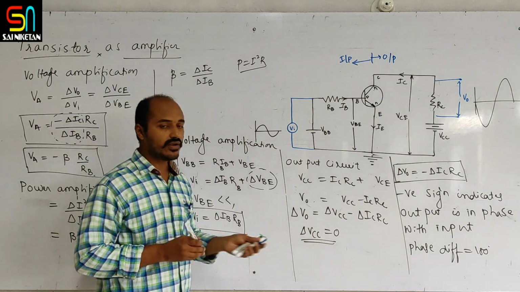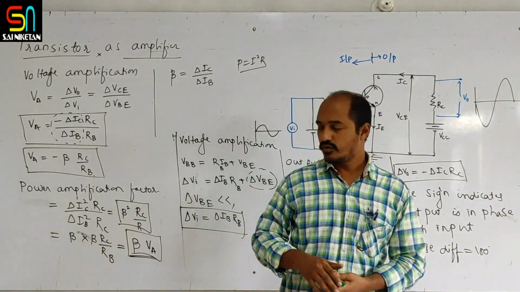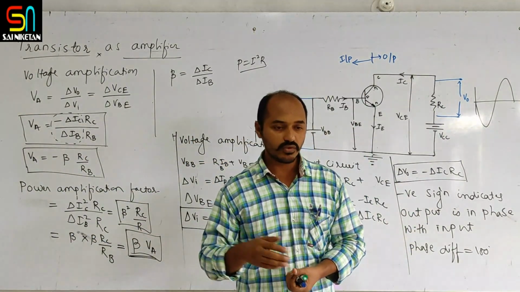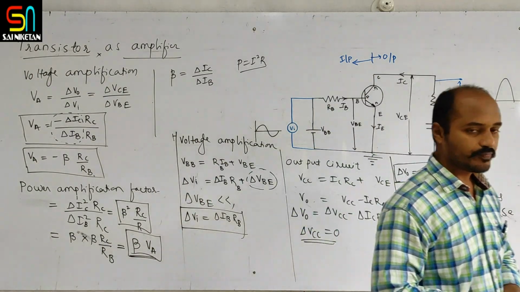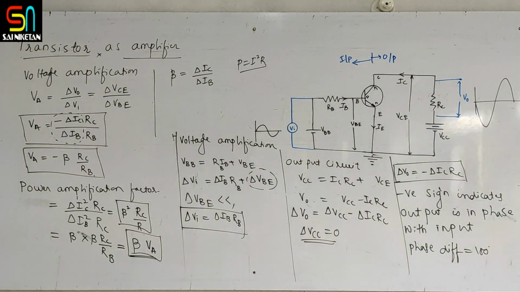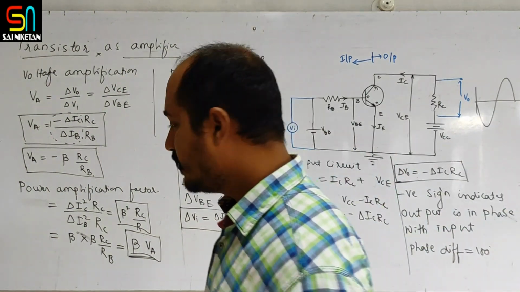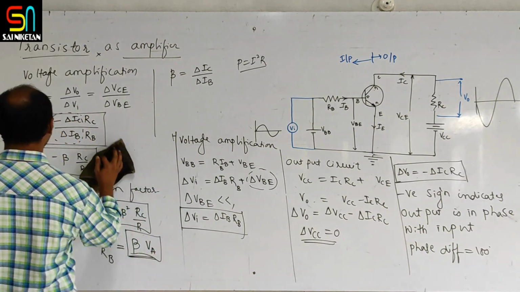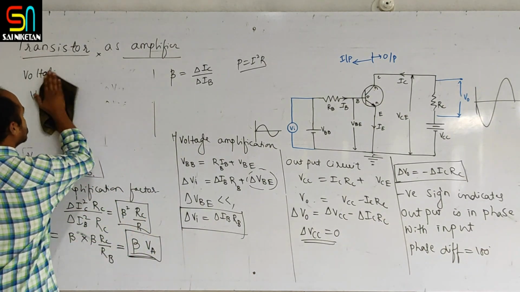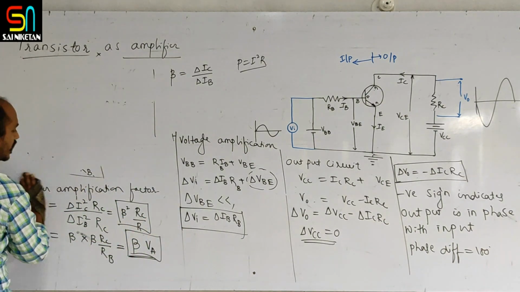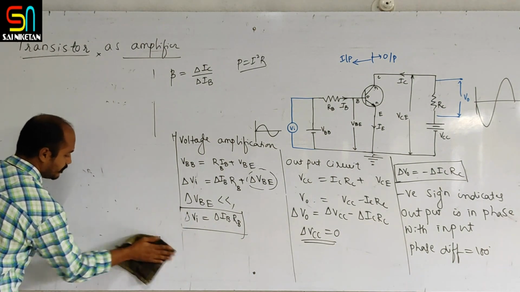So this is how all these things work, and just take a screenshot so that it will be helpful for making your notes. Hope you have taken down the screenshot. I'll give one small example of how the increment of the current takes place, just to understand what we have done here.